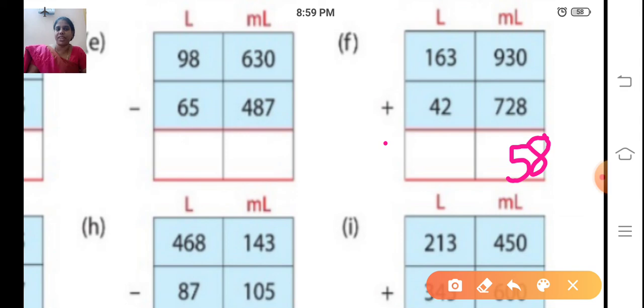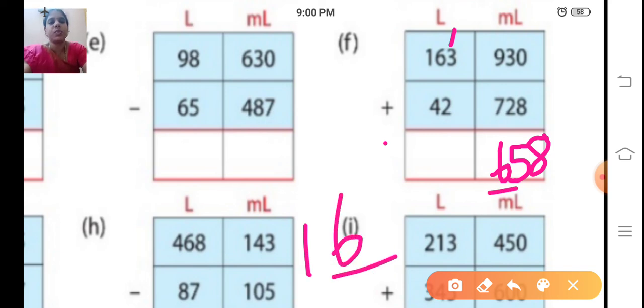Then 9 plus 7. We are going to add 9 plus 7. After 9, 10, 11, 12, 13, 14, 15, 16. So 16, what we have to do? Just write 6. This one will be carried over because it is 1658. 1000 ml makes 1 liter, isn't it? So that one I am carrying over to the next one.